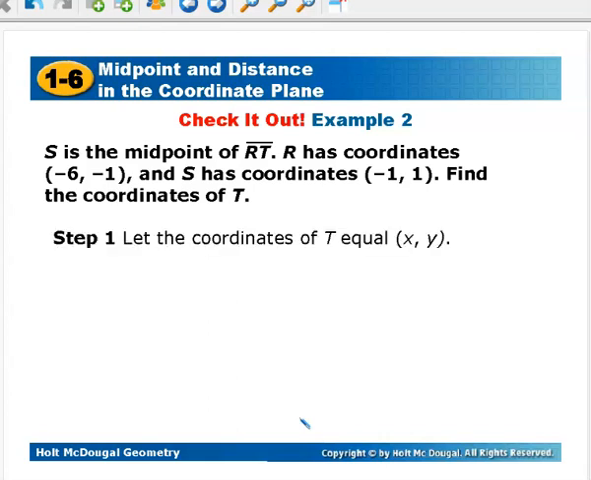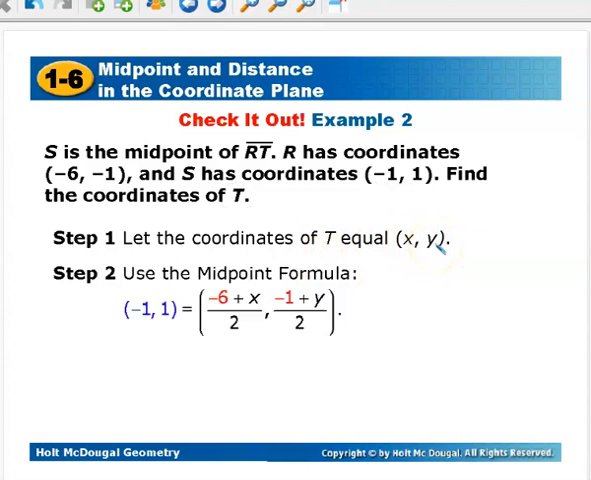So again, we're going to set the coordinates of T. T is the unknown. We don't know the coordinates of this endpoint. We do know the coordinates of the midpoint S. This is the midpoint, so I'm going to label it x_m. I'll also label the midpoint for y. So in step 1, we're going to let the coordinates of T be equal to x and y. The coordinates of the endpoint T be x and y here. So I'll go ahead and set it up.